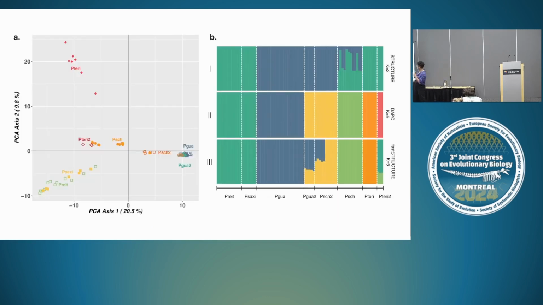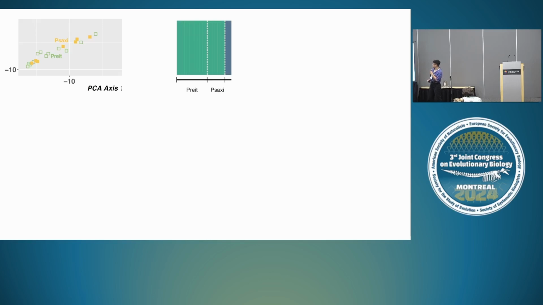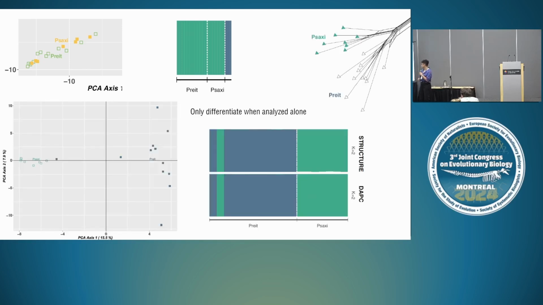Here we can see the PCA and some of the structural analyses, and there is a lot going on here, and I'm going to dive into some specialties within these results. First, this here was supposed to be 2 species. But in all structural analyses, they are closer together. And only when analyzed alone was it possible to differentiate them. You know, okay, what's happening?